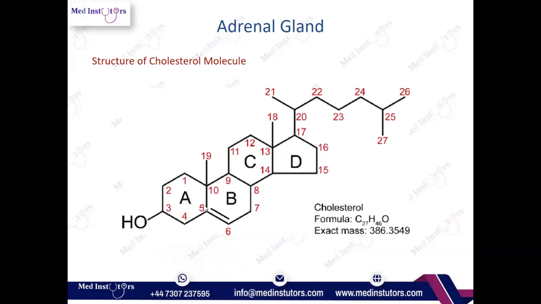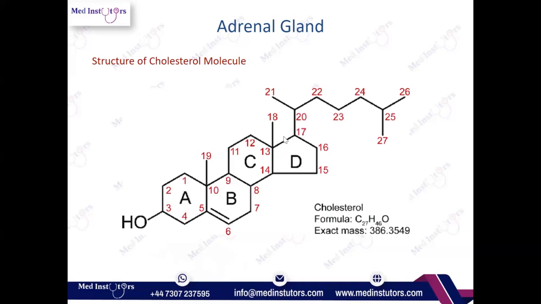So let's have a look at this cholesterol molecule. The formula of cholesterol is C27H46O. Why C27 and why is it important to remember the carbon number of the cholesterol molecule? Because when we look at the different hormones which are made from cholesterol, they are different in the carbon numbers. So we can identify a hormone on the basis of carbon number. So again, the normal cholesterol molecule, which is not yet metabolized or processed, has 27 carbon atoms.